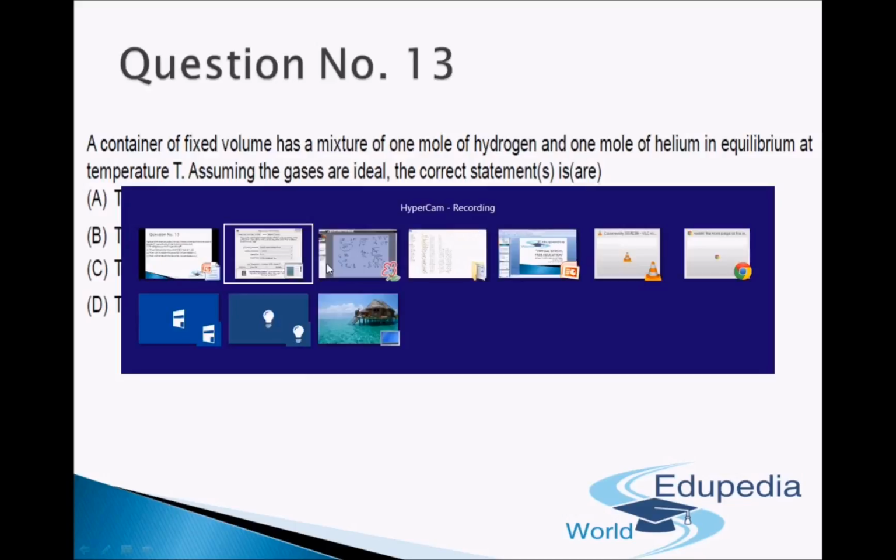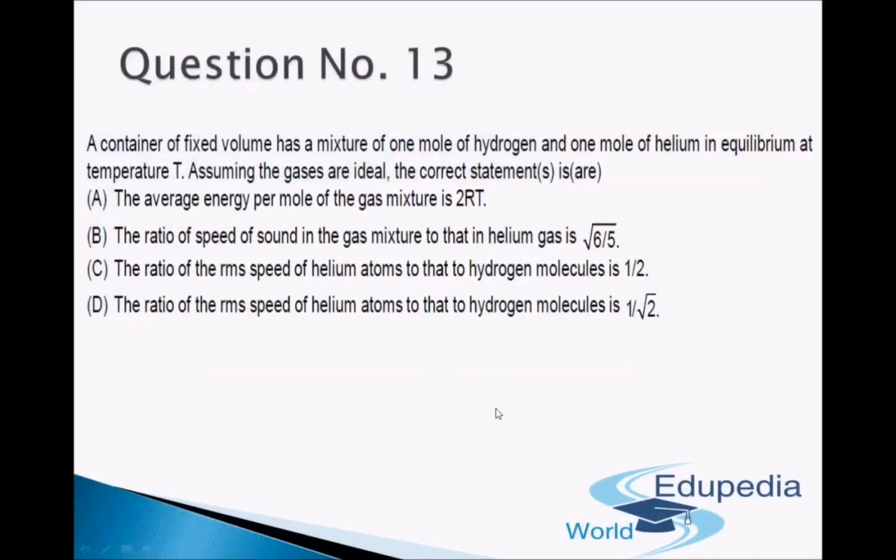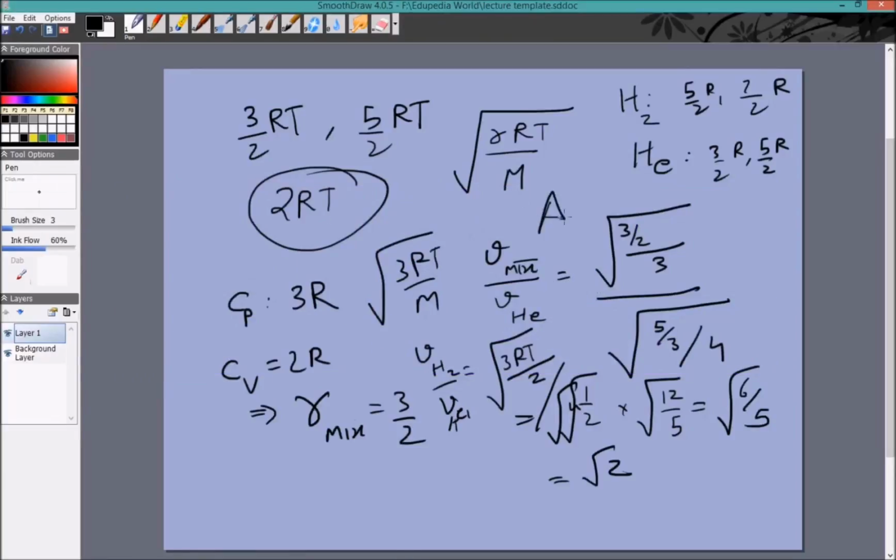We want the ratio of the RMS speed. So RMS speed is root of 3RT by M. So V of hydrogen by V of helium will simply be root of 3RT by, in one case it will be 2 and the other case it will be 4. So it will simply be root 2. So VH2 by VHe will be root 2. So VHe by VH2 will be 1 by root 2. So the answer in this question will be A, B and D.